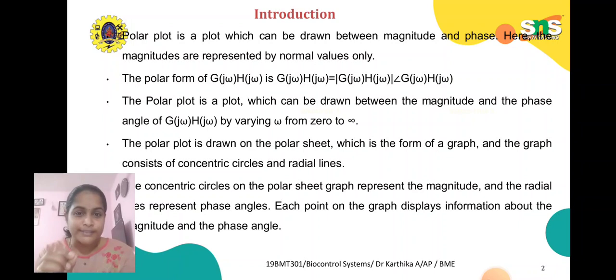Actually, the Bode plot is represented on a semilog graph. In that, we draw the gain plot and phase plot, and then we estimate phase margin, gain crossover frequency and phase crossover frequency using some formulas and calculations. In this case, we use a separate polar sheet which consists of concentric circles and radial lines: concentric circles for magnitude and radial lines for phase angle. Remember that each point on the graph displays the information about the magnitude and the phase angle.